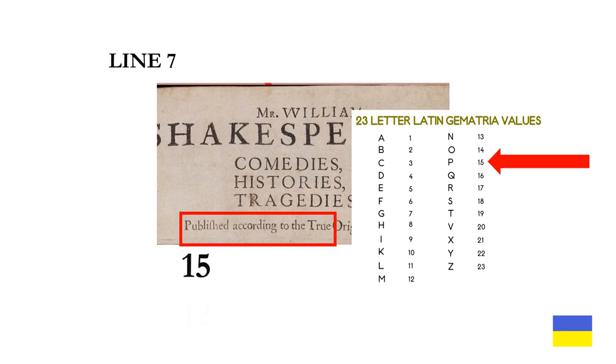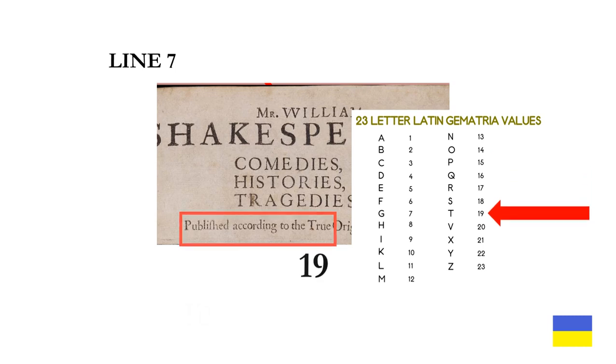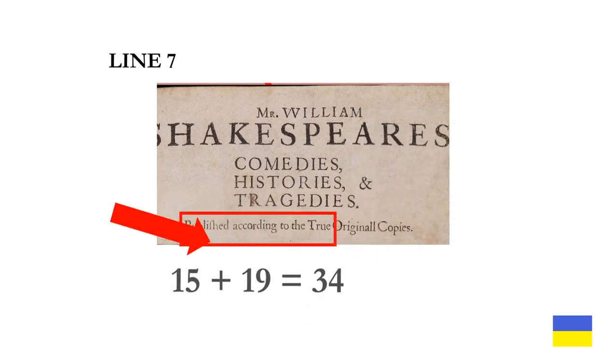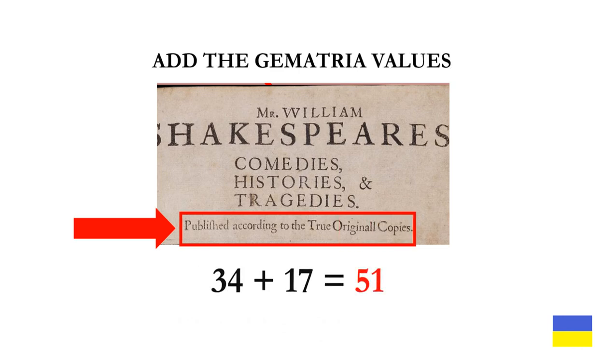The P in published is 15. The T in true is 19. That gematria sum is 34. When we add these gematria values, we get 51. 17 times 3.